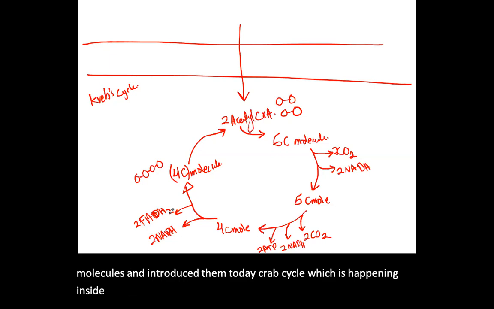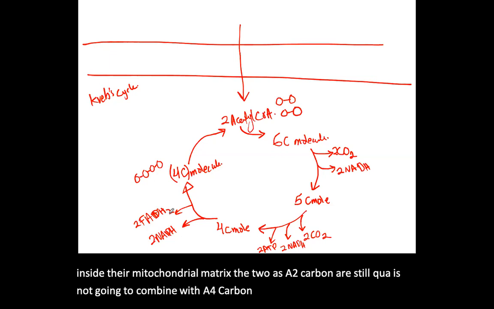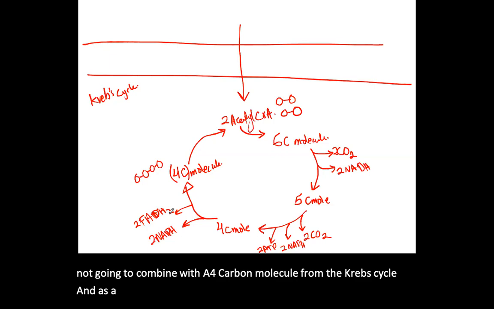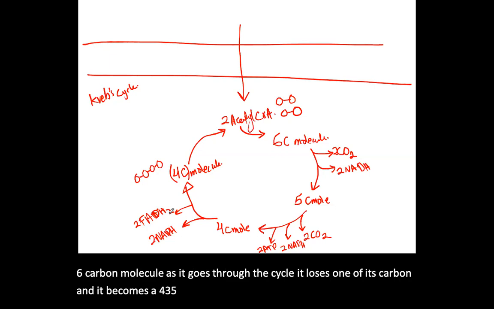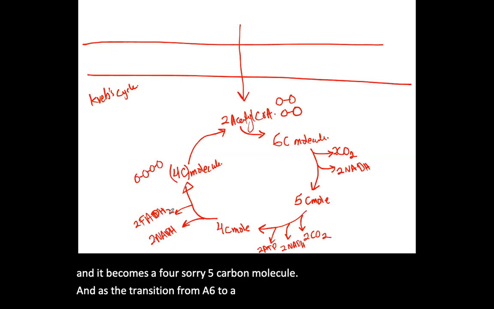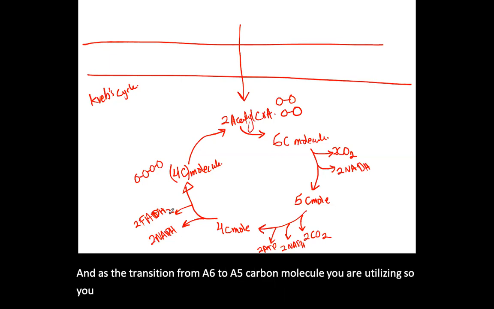The 2-carbon acetyl-CoA is now going to combine with a 4-carbon molecule from the Krebs cycle, and as a result produce a 6-carbon molecule. This 6-carbon molecule, as it goes through the cycle, loses one of its carbons and becomes a 5-carbon molecule. And in the transition from a 6 to a 5-carbon molecule, you are releasing 2 CO2s as well as 2 NADH.